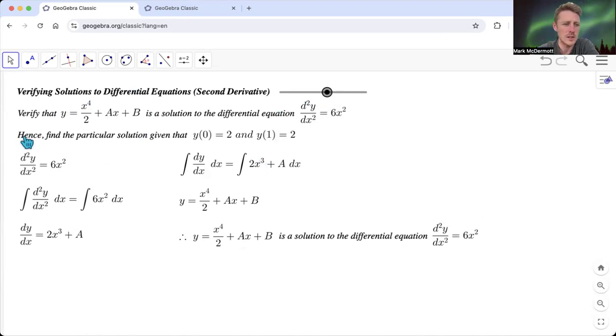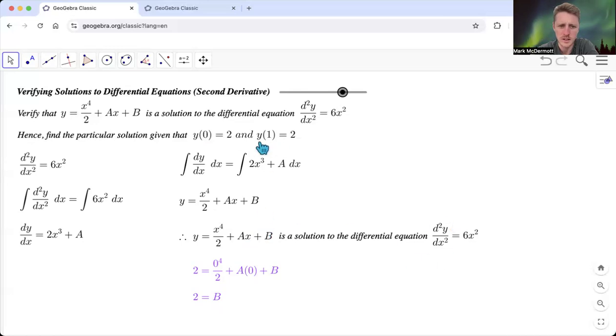The last thing we need to do is find a particular solution. Given that when x is 0, y is 2, and that when x is 1, y is 2, we can do the following. We're going to take this and sub in when x is 0, y is 2. So the left-hand side equals 2. Sub in zeros wherever there's an x, and you'll see that b equals 2.